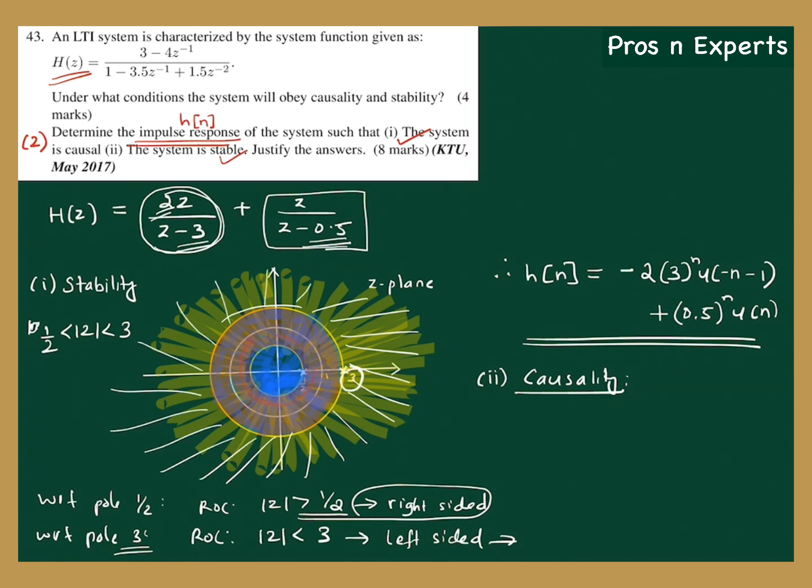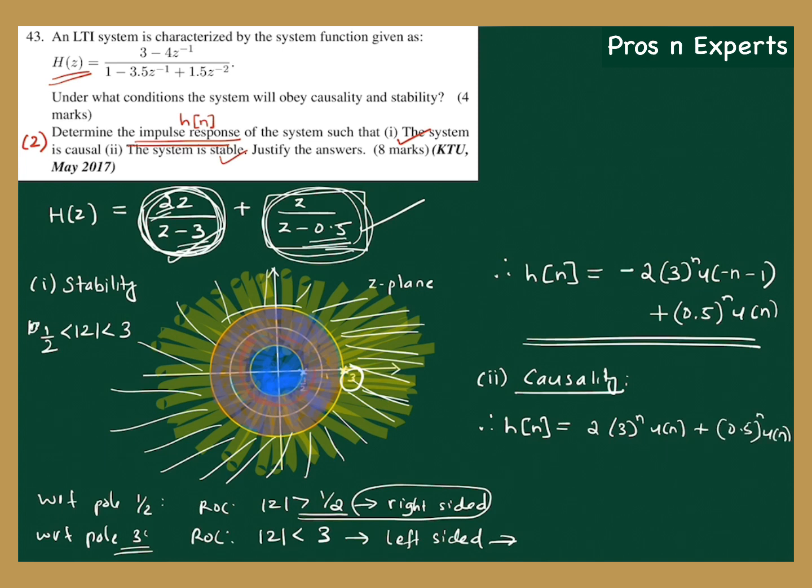Here the outermost pole is 3, so this is the ROC. For that, both the signals corresponding to both the terms should be right-sided. So we can write h of n is equal to, inverse transform corresponding to this term is right-sided, so 2 into 3 raised to n u of n, plus inverse transform corresponding to this term is also right-sided, so that is 0.5 raised to n u of n. So this is the answer for h of n when the system is causal.